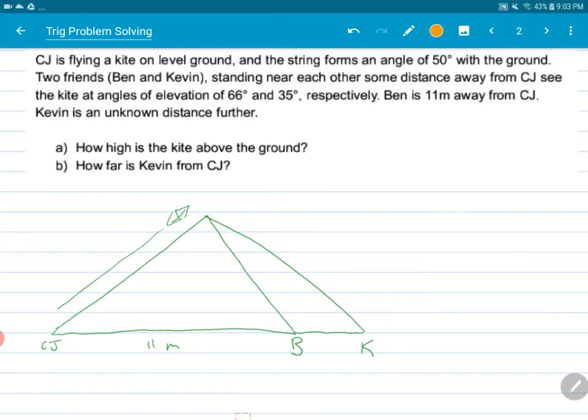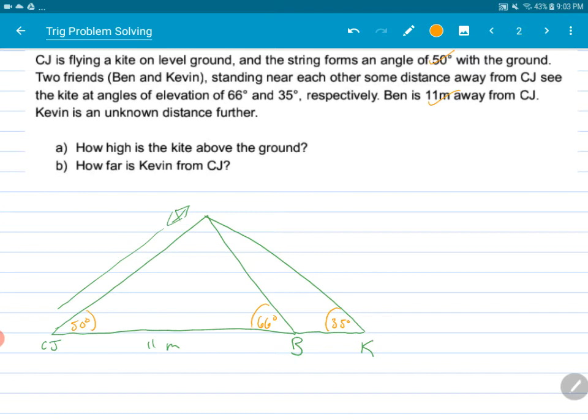What else do we know? We know that the string forms an angle of 50 degrees with the ground, so we definitely have that piece of information over here. We know that the angle of elevation for Ben is 66 degrees. Angle of elevation means when you're looking straight ahead and then your eyes look up towards the object that you're looking at, in this case the kite, that angle that your eyes have made from that straight across view to looking up, that's your angle of elevation. So there's our 66 degrees, Ben looking up to the kite, and Kevin, same thing here, 35 degrees.